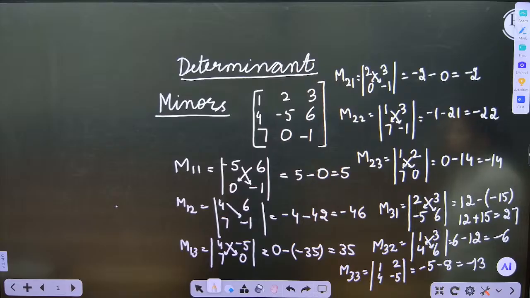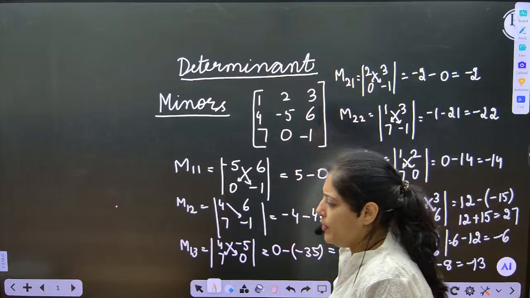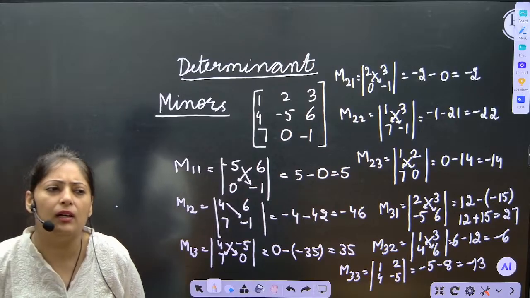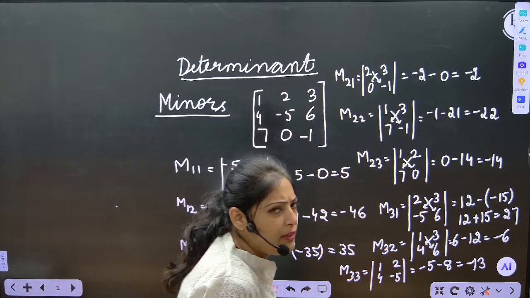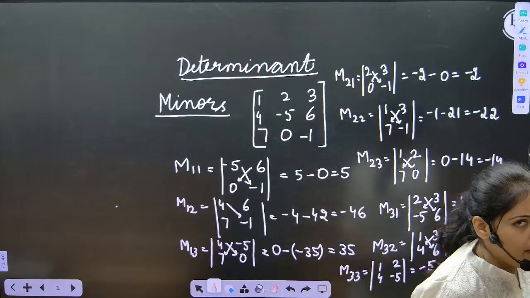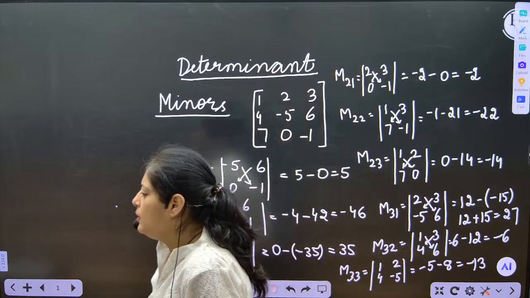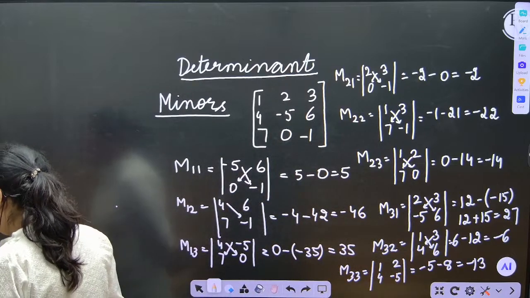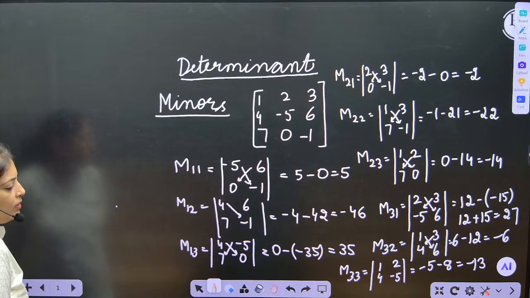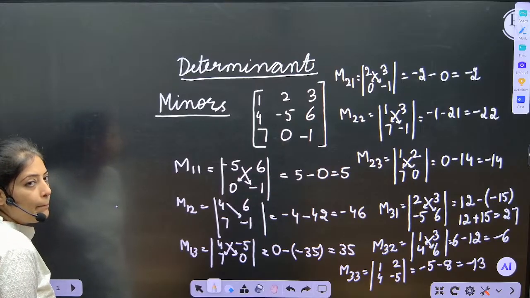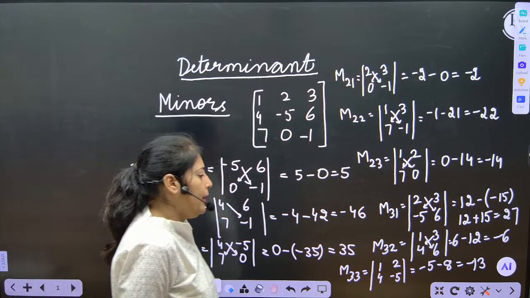Next topic is cofactors. Cofactors is related to minors only. Just one formula is there. Only the sign will be different in a few cases, otherwise the numerical value will remain the same also. How, that also I'll tell you.